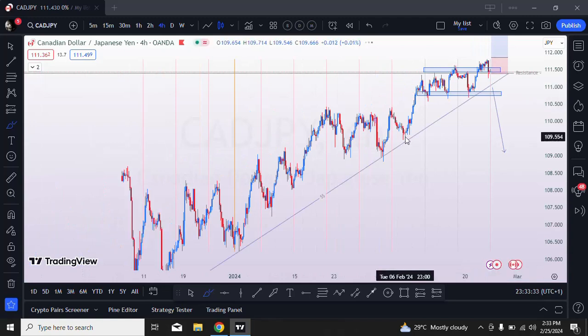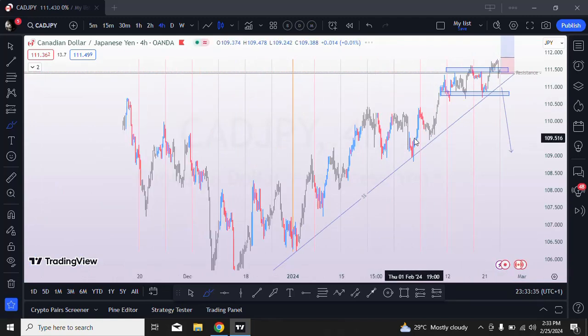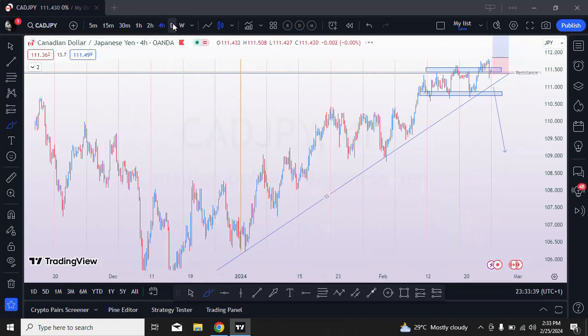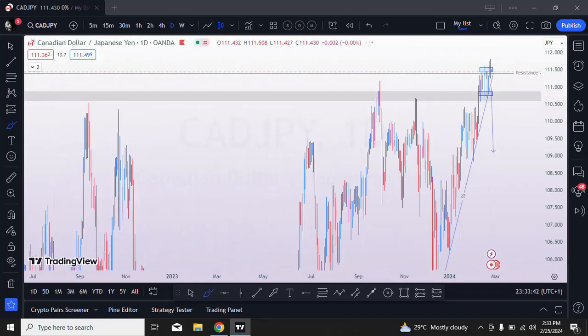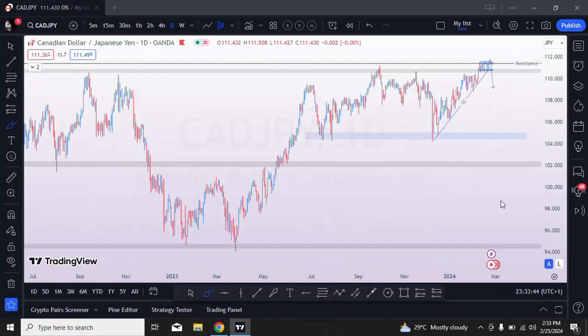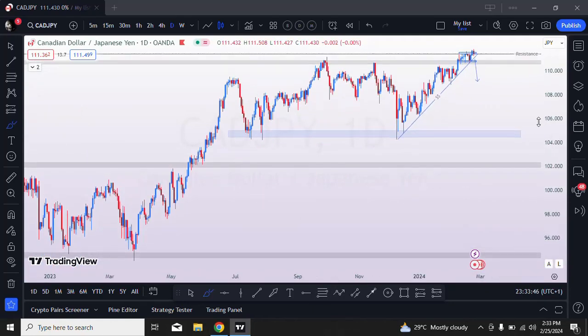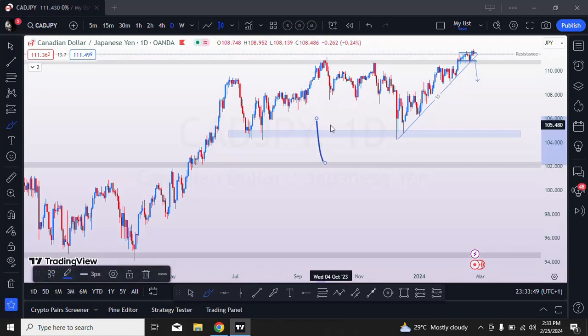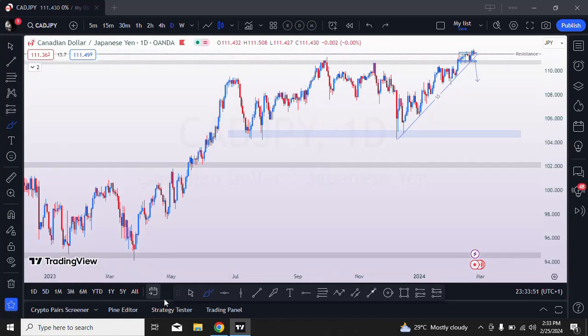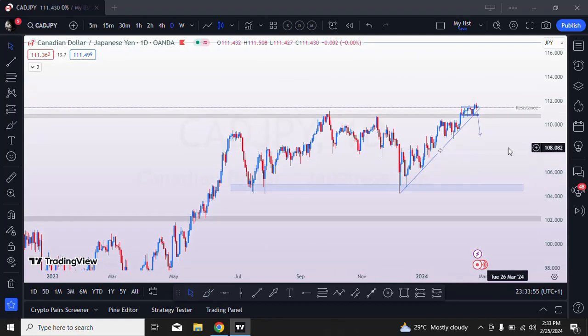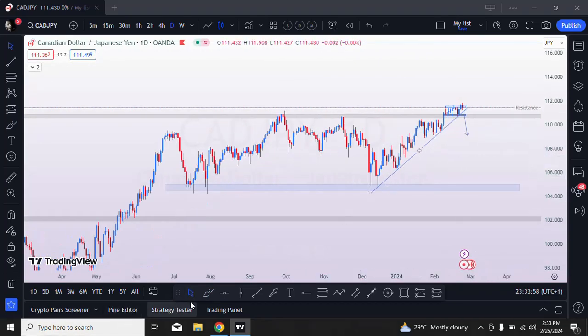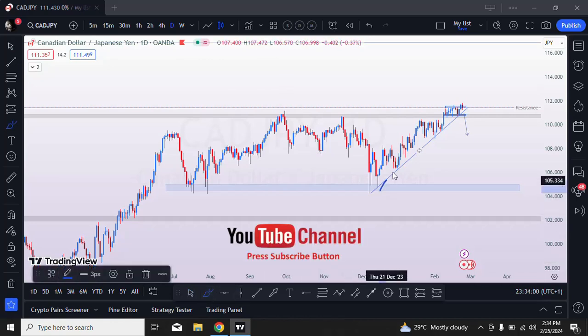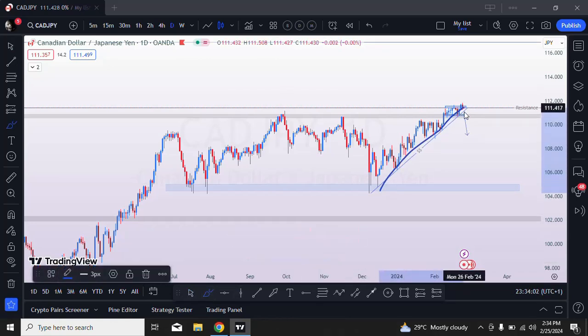Now let's look at CADJPY. I think we should go to daily time frame to see what we can see on CADJPY. CADJPY has been in an uptrend, massive uptrend since the beginning of the year. In fact, since last year, it has been this uptrend all the way up to this resistance level, right?